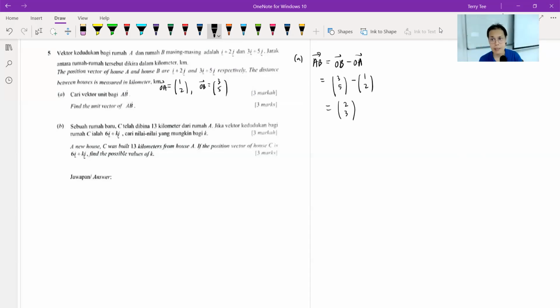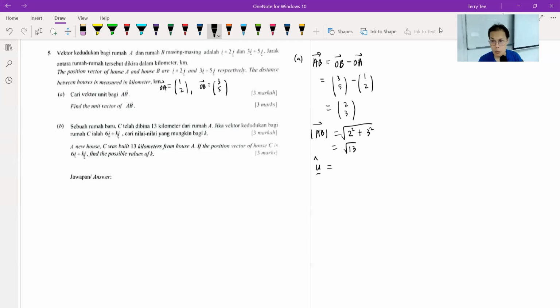Okay, I need to find the unit vector. Remember, a unit vector is a vector that can be moving in any direction, but the most important thing is the magnitude is 1. So how do I make the magnitude 1? By taking vector AB and dividing it by its own magnitude. So let's find the magnitude of AB. We take the x value 2 and square it, the y value 3 and square it, and put the square root over. So this is 9 plus 4, which is 13. Square root 13.